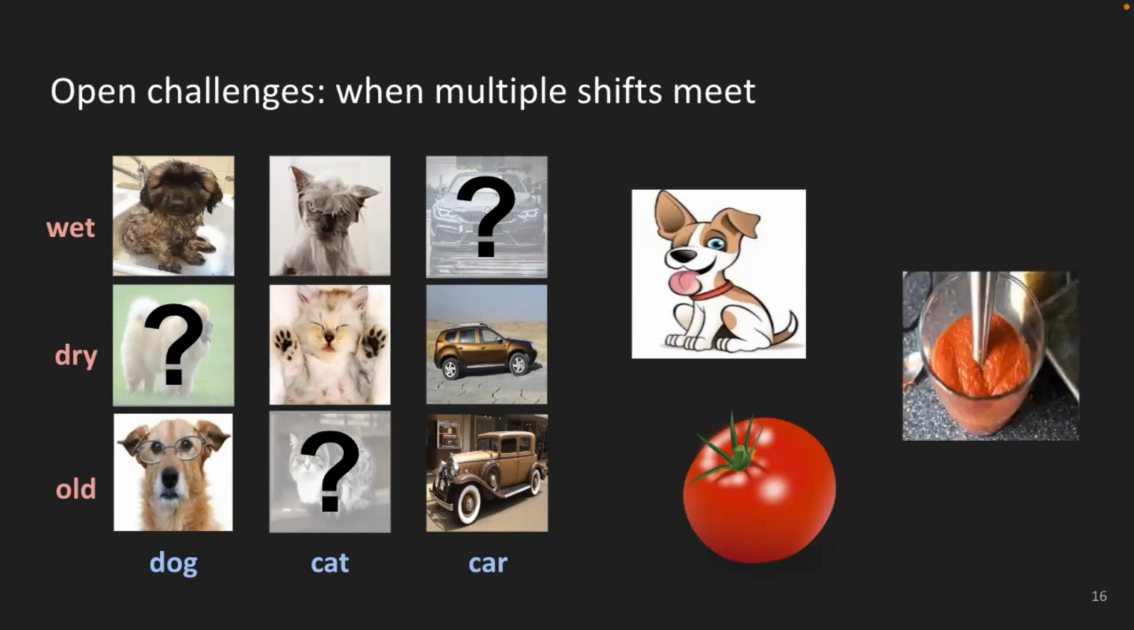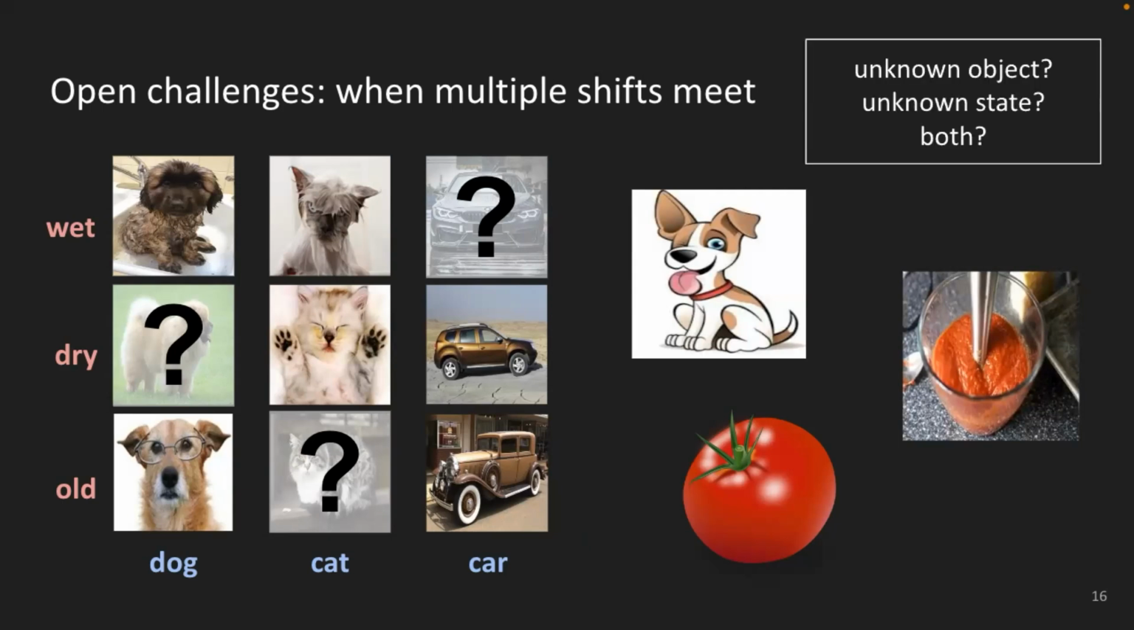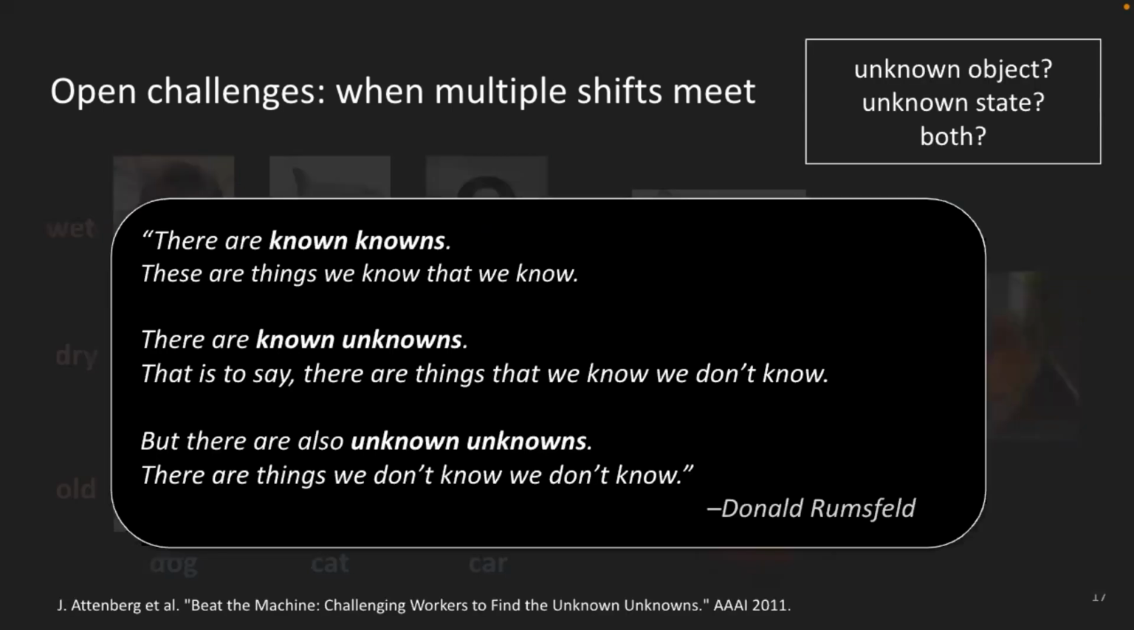And then there are also these weird cases, like this one is both: we have a new object and a new state that we didn't have during training. How do we deal with these challenges when things mix, where we want to perform novelty detection and incremental learning on multiple levels, for instance, in compositional spaces? This is not trivial.